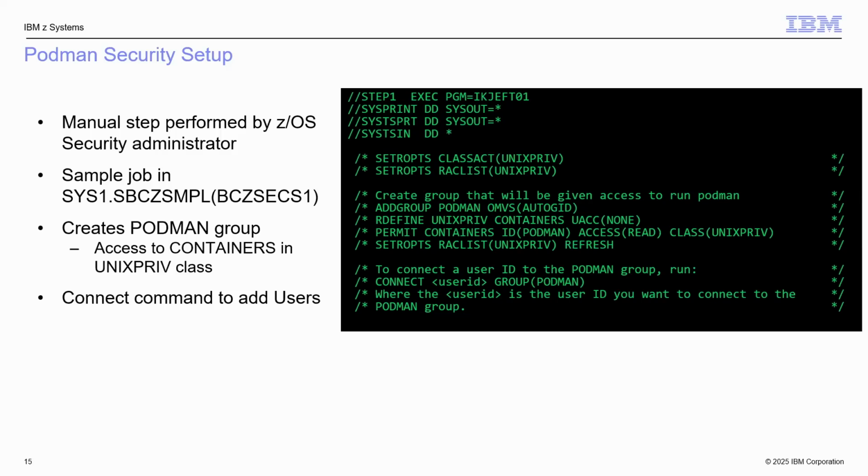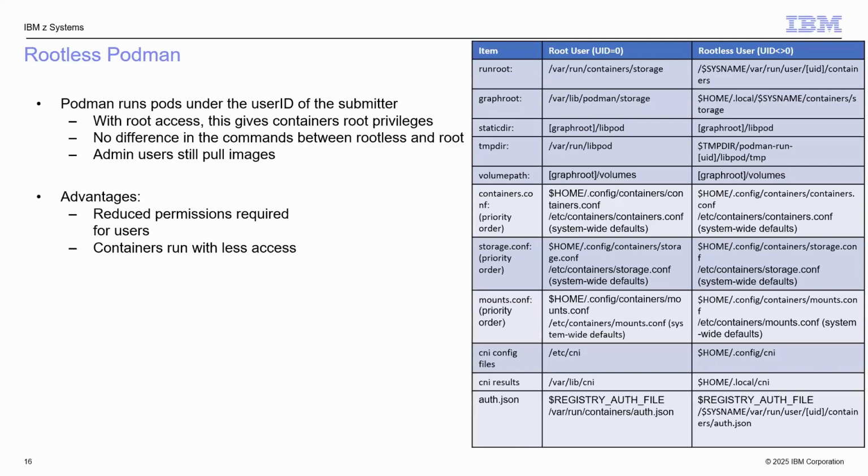Now, why is running as non-UID 0 important? Well, Podman, when you're running a pod, those pods will run under the user ID of the user that submitted it. So if you're running as root, your containers will be running as root. You probably don't want your containers to run as root. And furthermore, if your users have to be root in order to run containers, you'll either have a lot of root users or not a lot of users that can run containers, which is also not ideal. Podman provides rootless Podman support.